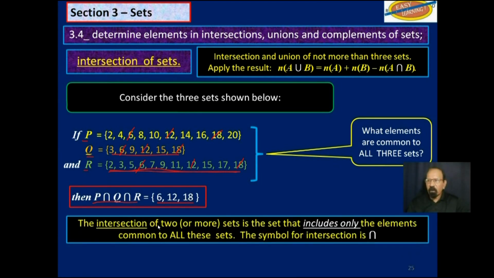So the intersection of two or more sets is the set that includes only the elements common to all of those sets. The symbol for intersection is an inverted U.